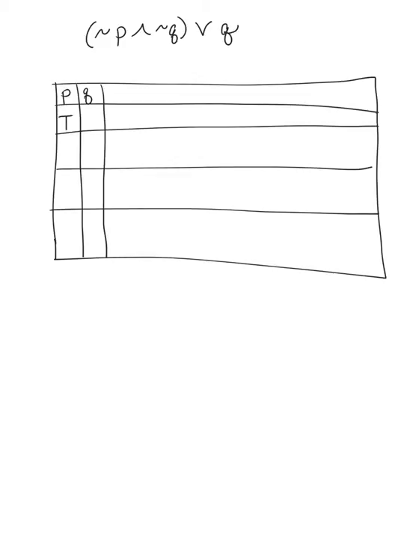So we always go true, true, false, false, and then alternate true, false, true, false. That's always the way we begin. Then we look at what we have up in our problem. I have a not P, so I need a column for not P. For not P, I go to the P column and negate everything: false, false, true, true.